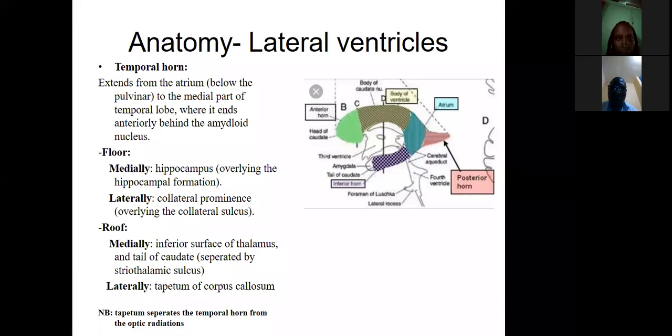It has a roof medially represented by the inferior superior surface of the thalamus and the tail of the caudate nucleus. We'll see that later. And then laterally represented by the tapetum of the corpus callosum. This tapetum, which represents fibers of the corpus callosum, is what separates the temporal horn from the optic radiation. So during surgical procedures at the level of the temporal horn, care has to be taken because just above this lateral part of the roof of the temporal horn, we have immediately the optic radiations, and lesions at this level would cause really serious damage as far as the visual capacities of the patients is concerned.